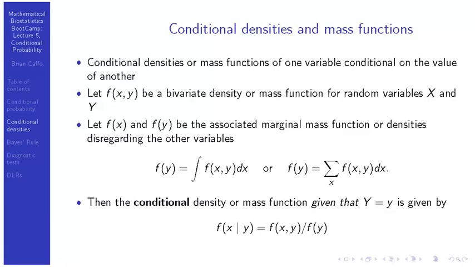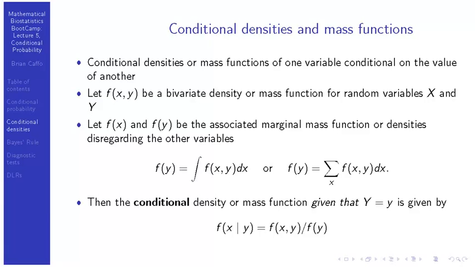Just to remind you, the marginal density f of y is the joint density f of x comma y integrated over x, or if the random variables happen to be discrete, then f of y is the joint mass function f of x comma y summed over x. In other words, if you want to know, regardless of what happened with respect to x, the probabilistic behavior of the random variable y, you have to integrate over the random variable x, over all the potential values it could take with what probabilities, and then you get the marginal behavior of the random variable y. Similarly, you could get the marginal for x.